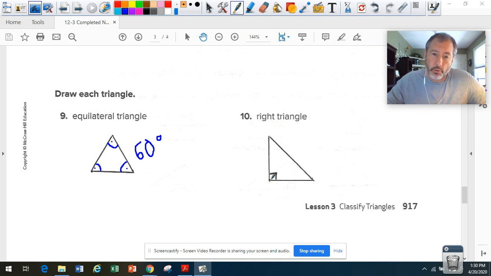Make sure you draw your right triangle. Put a box here in the middle. If you haven't, make sure you do that. That shows, hey, this is a right triangle. Very, very good, guys. Okay, turn to the next page.